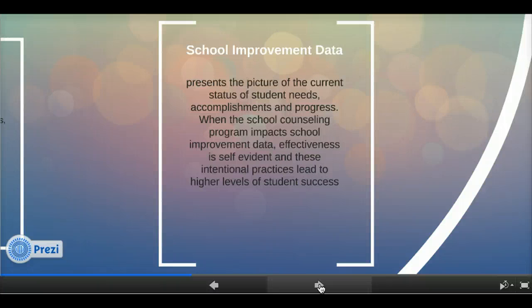And last, school improvement data. This presents the picture of current status of student needs, accomplishments, and progress. When the school counseling program impacts school improvement data, effectiveness is self-evident, and these intentional practices lead to higher levels of student success.